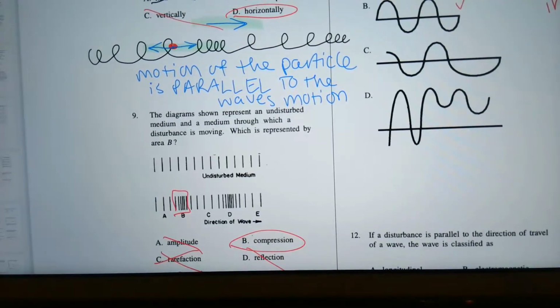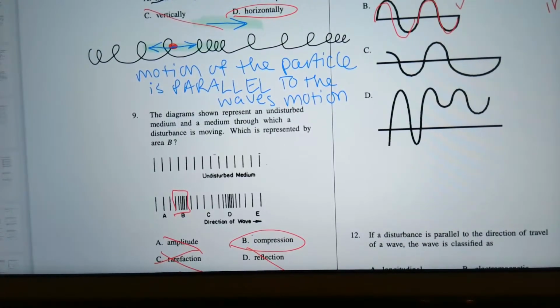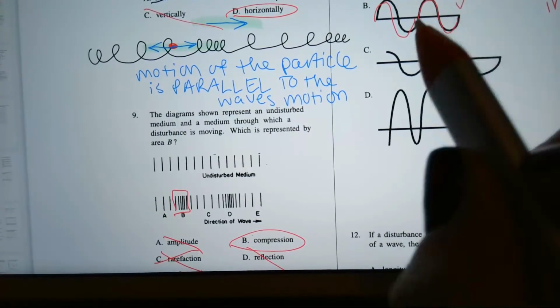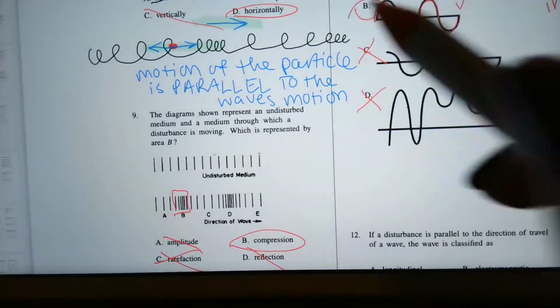It's at a regular interval. I see 1, I see 2. C is at an irregular interval in terms of the spacing between the waves. So this is no good, this is no good. And the same thing with choice D, the amplitudes are irregular. Okay, so therefore it is answer choice B.